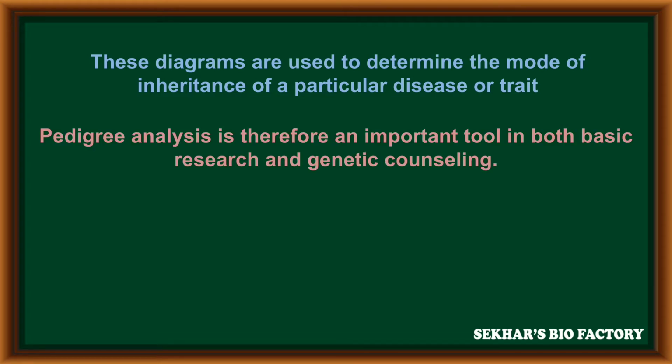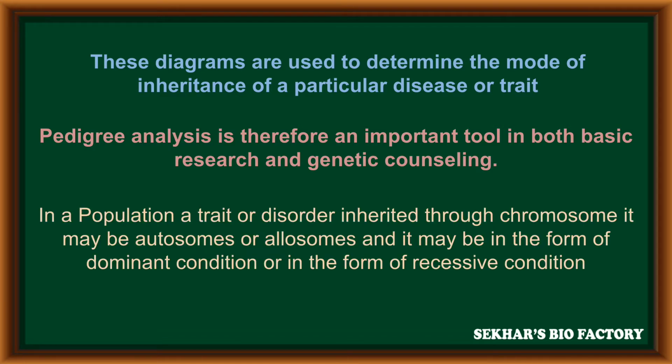Pedigree analysis is therefore an important tool in both basic research and genetic counseling to determine the inheritance pattern of a trait or disease in the history of a family. In a population, a trait or disorder can be inherited through chromosomes, and this trait or disorder may be present on an autosome or allosome, and it may be in the form of a dominant condition or a recessive condition for several generations.